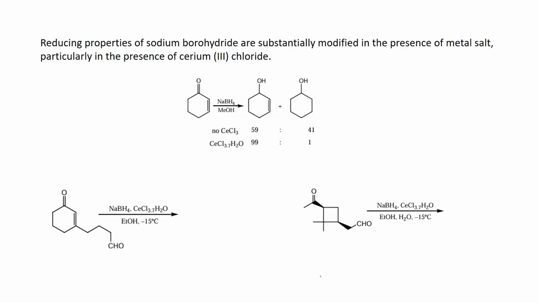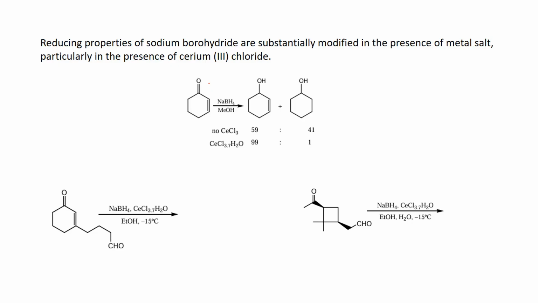So let's go to the reaction. So this NaBH4, similar to LiAlH4, will just reduce the carbonyl groups, but the reducing property of sodium borohydride is substantially modified in presence of metal salt, particularly in presence of cerium chloride. So what happens if we add NaBH4 to this alpha beta unsaturated compound, what will happen?